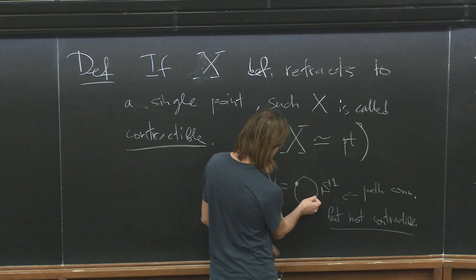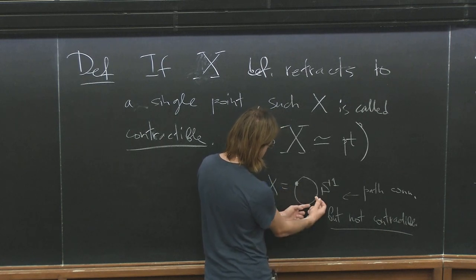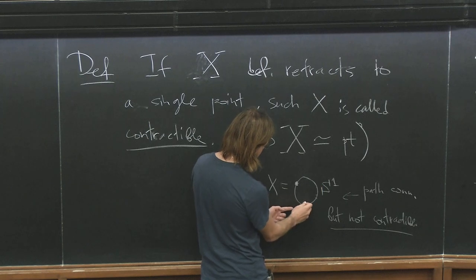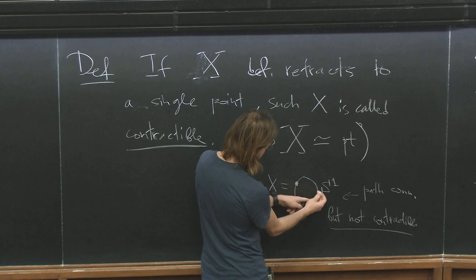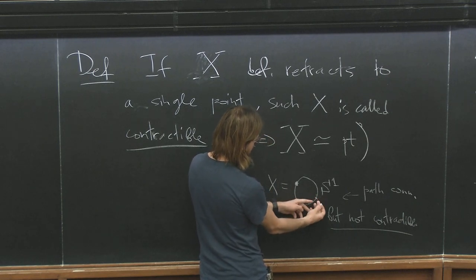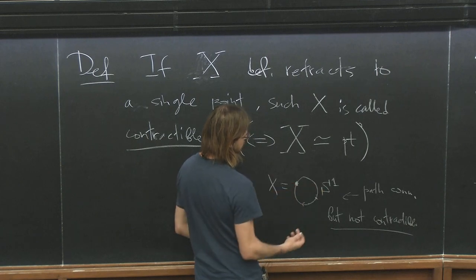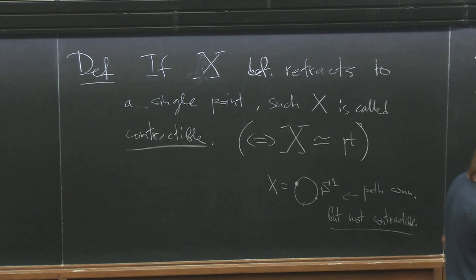But in this way, you can already, at least naively, visualize there is no way to continuously contract all points of a circle. Because if you try to do this, somewhere there will be a discontinuity of your map which contracts everything to a point, so it's not possible to do this. But we will show it more rigorously a bit later.